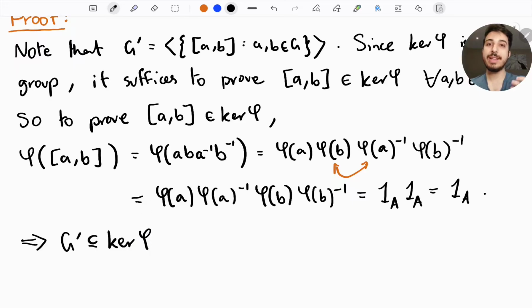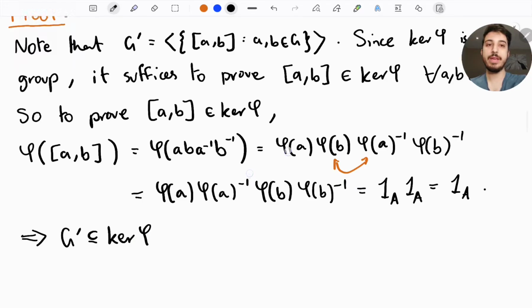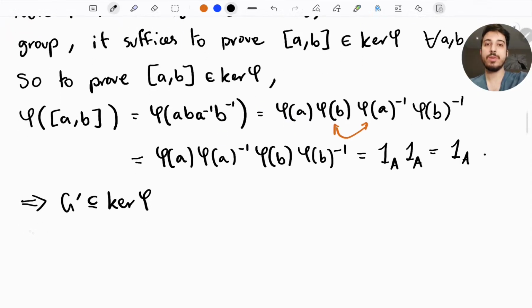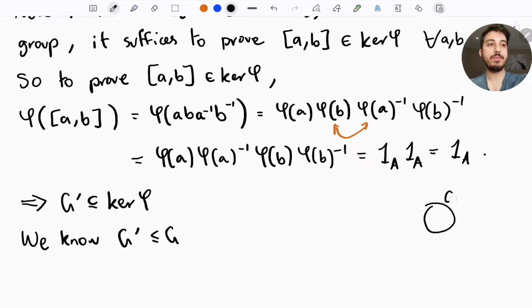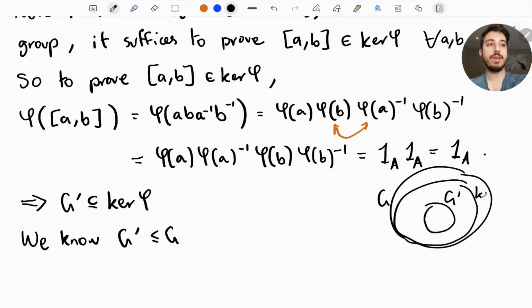But we want to see that it is also a subgroup of the kernel of phi, but that is possible because we know that G prime is a subgroup of G. So if G prime is a subgroup of G and G prime is contained in the kernel of phi, then absolutely we can say that G prime is a subgroup of the kernel of phi. So if it's a subgroup of G, that means it's well behaved.